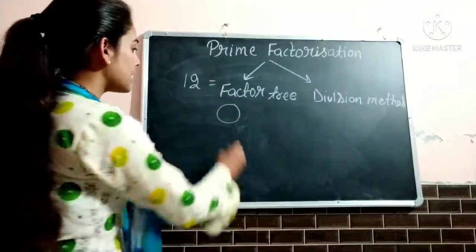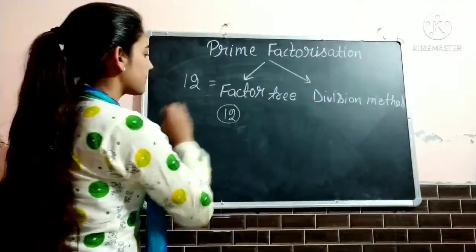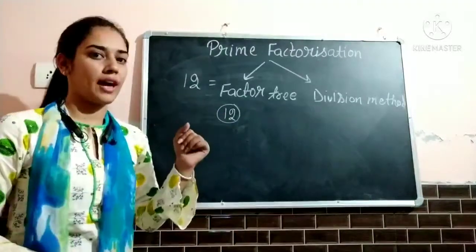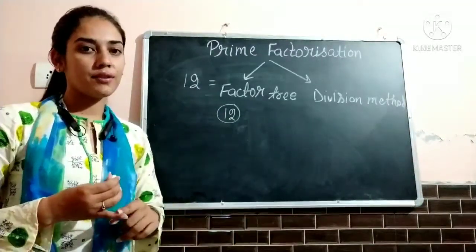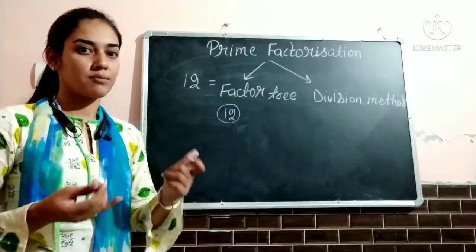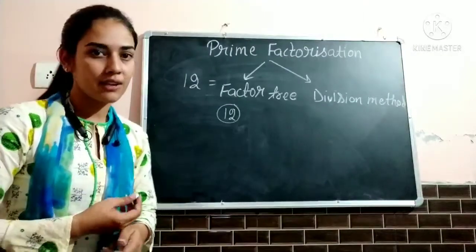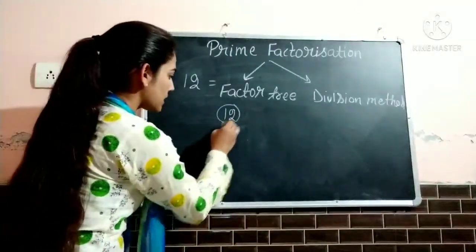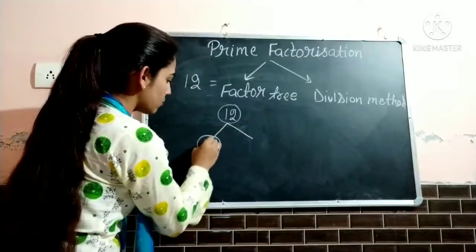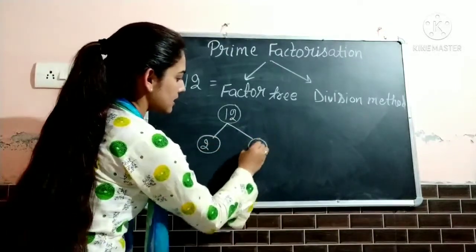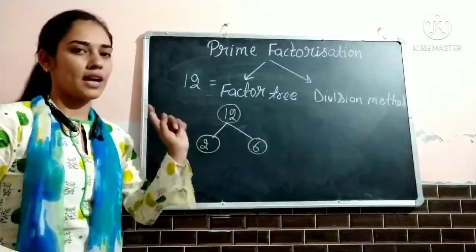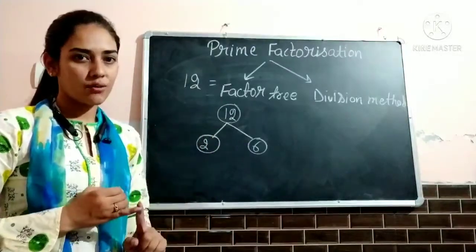Okay, so we will write here 12. Now we will find here the factors of 12. So factors of 12, we know 2 sixes are 12. So it means 2 and 6 are the factors of 12. So we can write here 2 sixes are 12. So write 2 here in this circle and 6 in this circle.